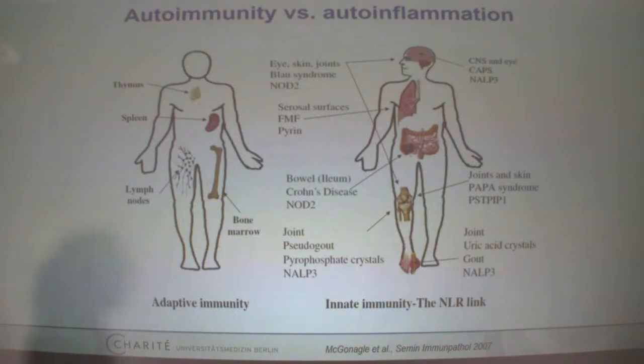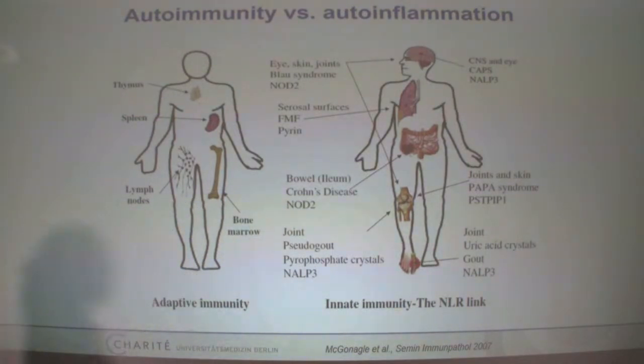So this cartoon shall mention the difference between autoimmunity and autoinflammation. On the left-hand side we have the very well-known adaptive immune system, and here you have autoantibodies and T cells primarily contributing to the disease. We have immune-mediated disease via lymph nodes, spleen and thymus.